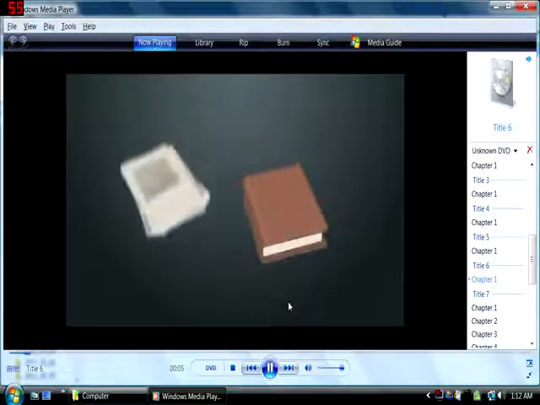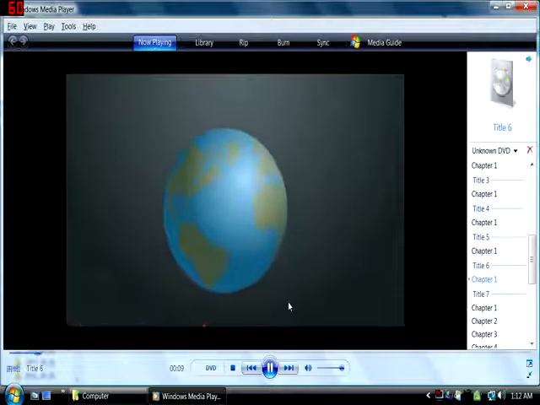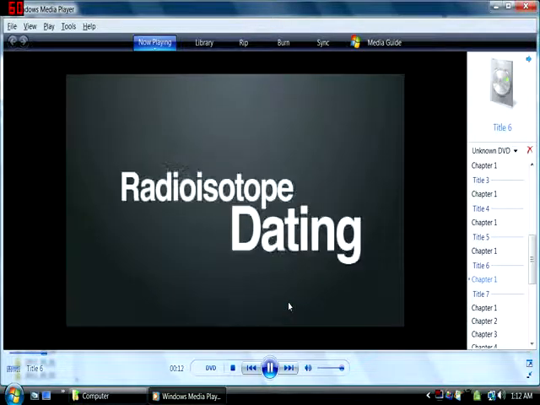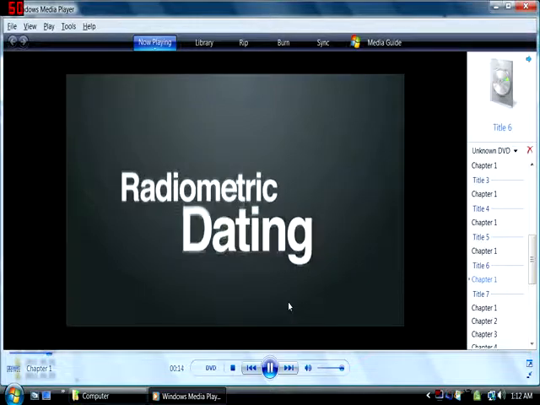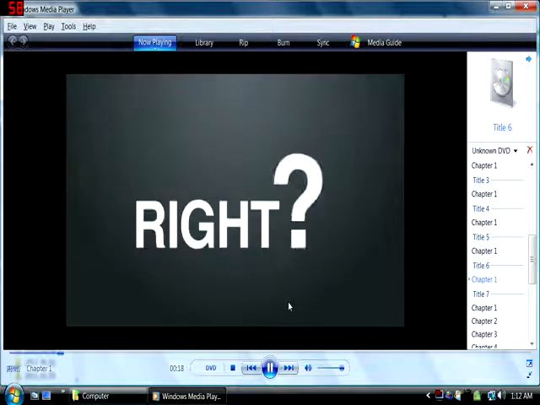Nearly every textbook and science magazine teaches that the Earth is billions of years old, and the primary dating method used for determining this is what is called radioisotope dating, or radiometric dating. Now, this is a reliable method for measuring absolute ages of rocks and the age of the Earth, right?